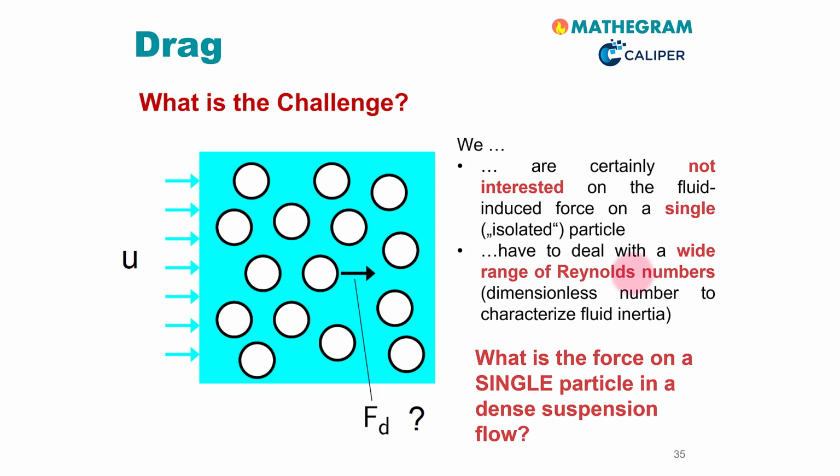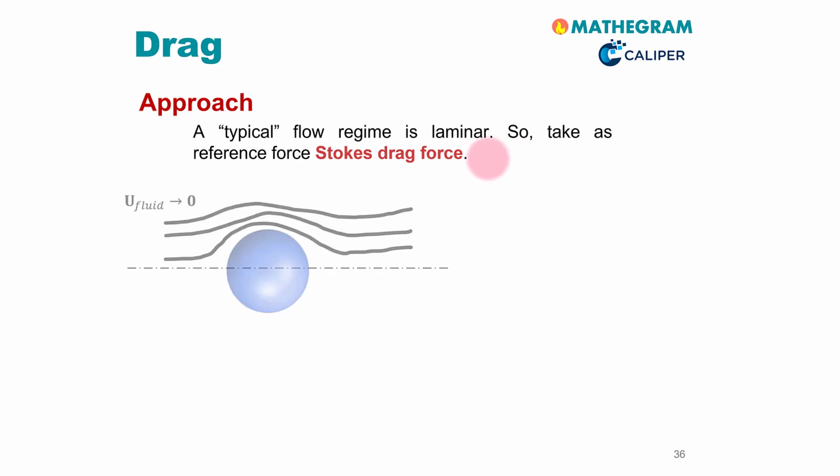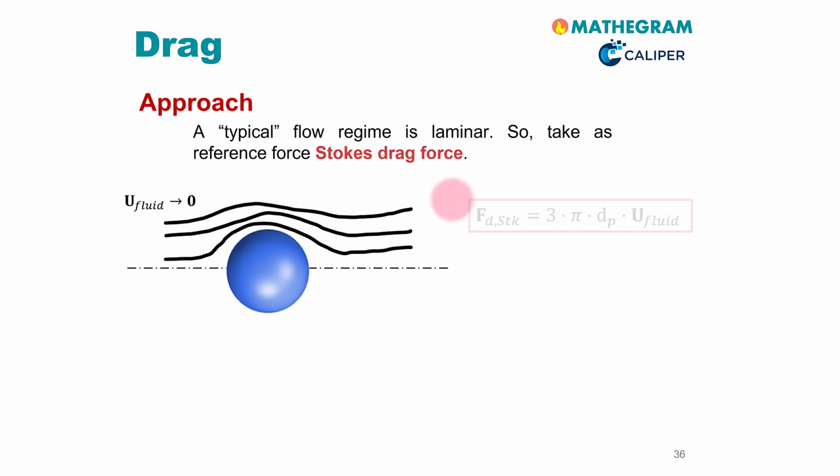To sum up, we are interested in the force on a single particle, however, in a dense suspension, so surrounded by many other particles. The approach to attack this challenge is as follows. We're going to start with the so-called Stokes drag force. This is the drag force on a single particle at very low velocity, at very low Reynolds number. You will see the definition of the Reynolds number in a second. The beautiful thing about Stokes drag force is that it can be analytically derived from the so-called Navier-Stokes equation, which you have learned typically in a fluid mechanics course.